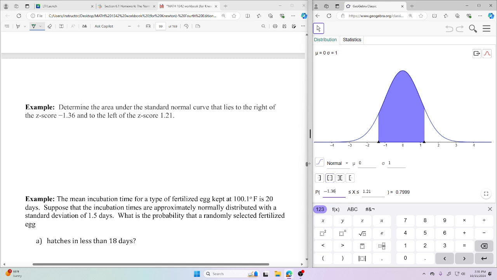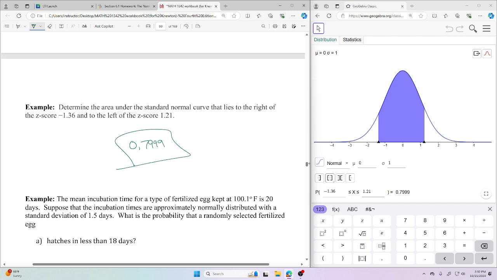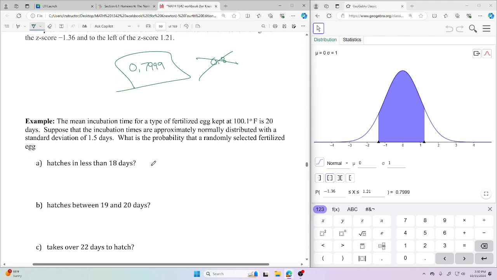Okay, there we go. The right side of this one, the left side of that, yes, it's in between. There's my answer, 7999. Awesome. Do you think they'll accept 0.8 for this one? No. Definitely not. They are very, very picky about this stuff.